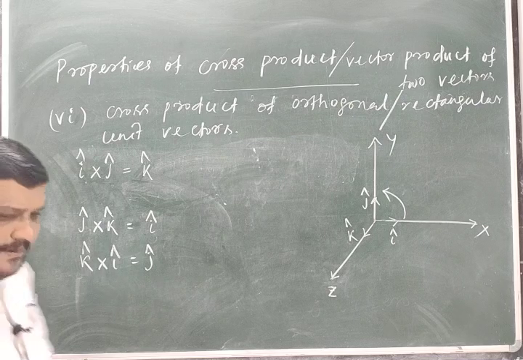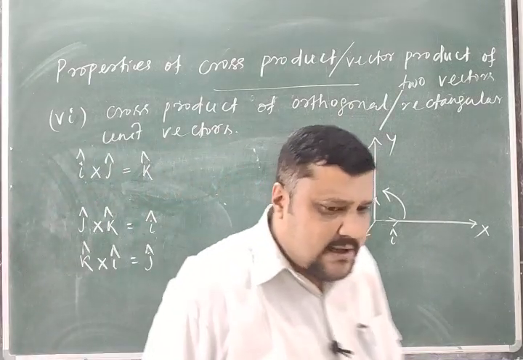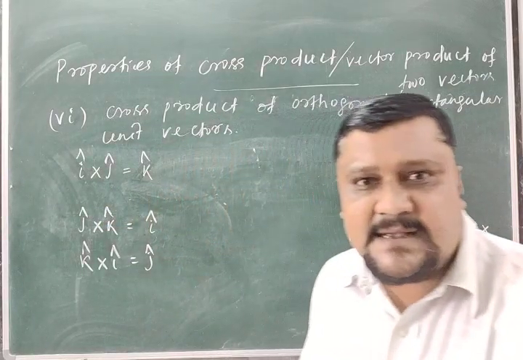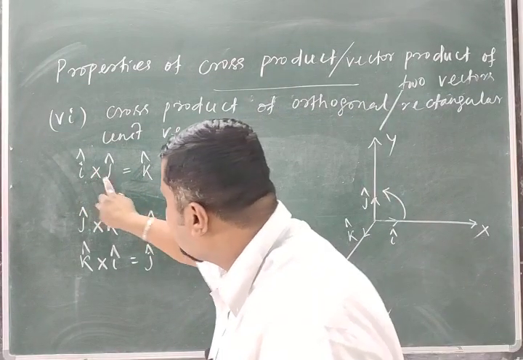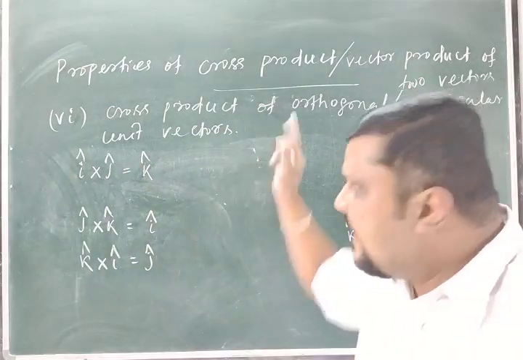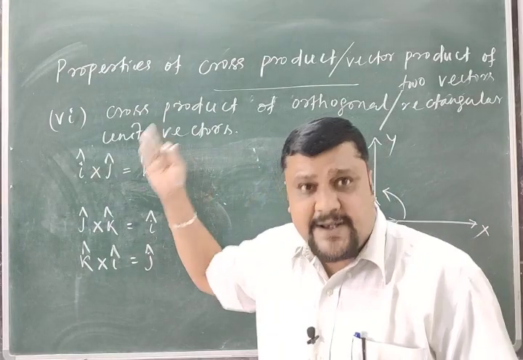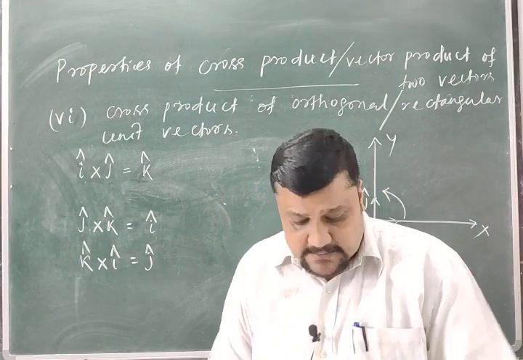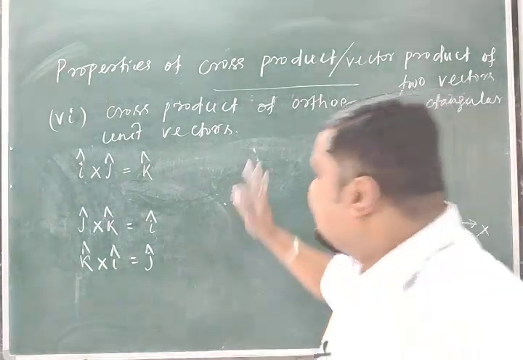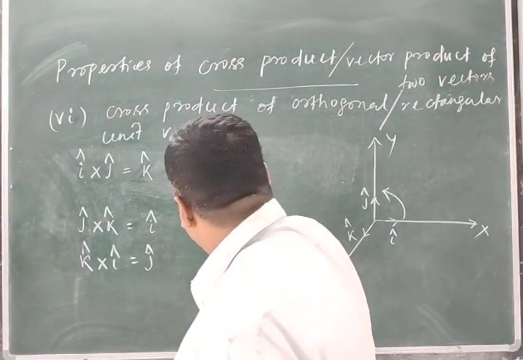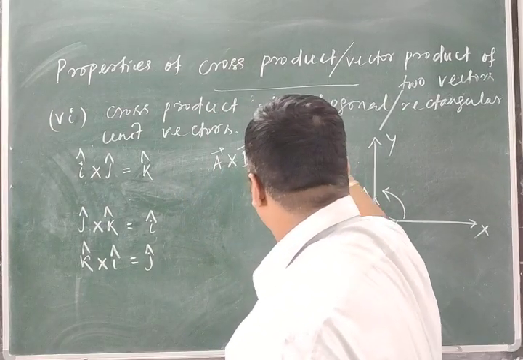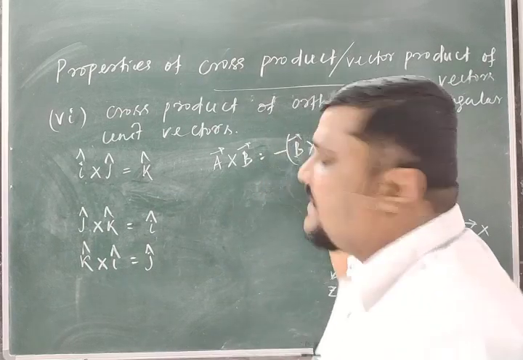So when we multiply two different rectangular components, we get the other one. As you know, the cross product is not commutative. It means i cross j is k cap, but j cross i is not k cap, it is something different. What is that? As discussed earlier, the vector cross product does not obey the commutative law. In that case, we discussed that A cross B is equal to minus B cross A.